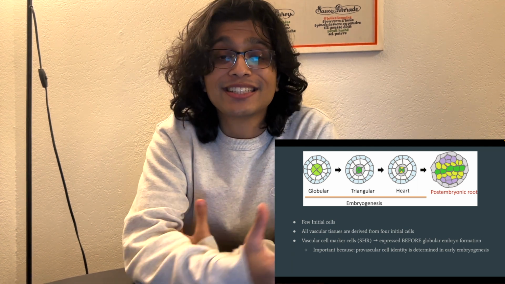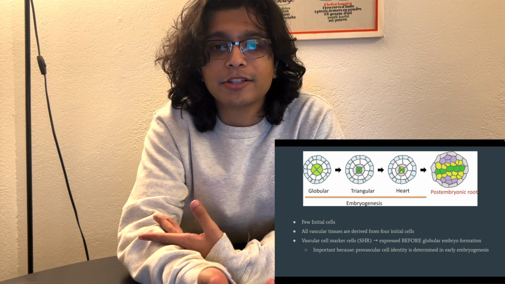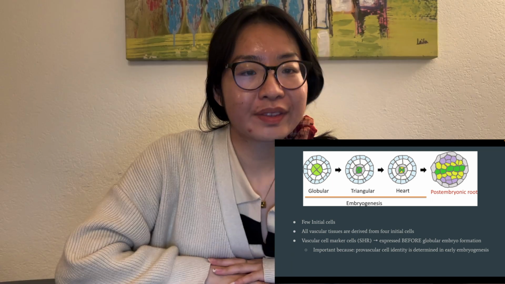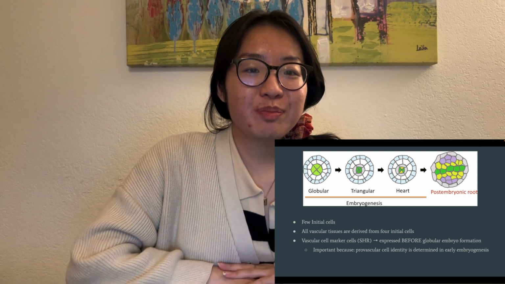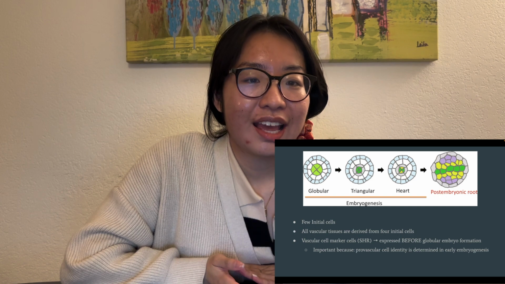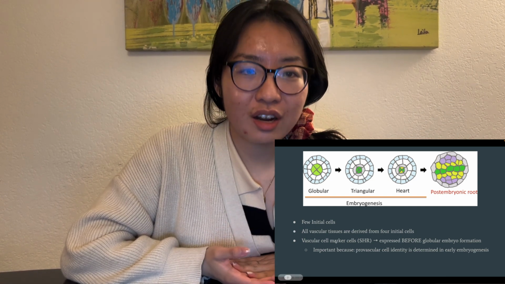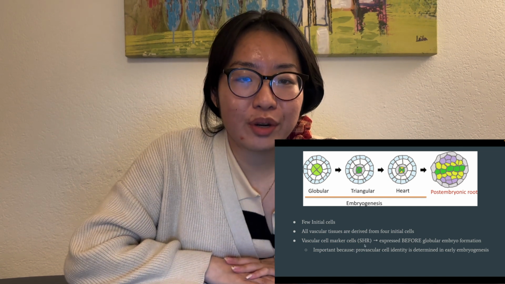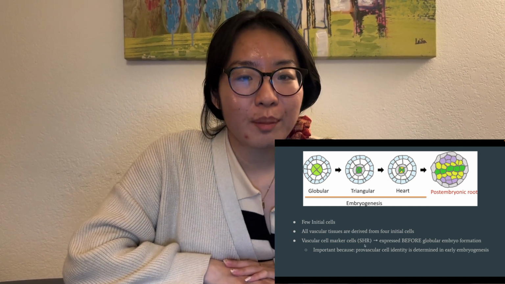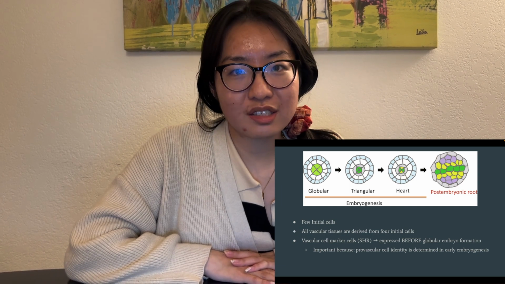I assume the provascular cell layer is located in the center of the embryo. So do these cells divide and differentiate during embryogenesis to give rise to provascular tissue? Exactly. And these precursor cells eventually make xylem and phloem. Something interesting is that vascular cell marker, which is called SHR, is expressed before globular embryo formation. Therefore, provascular cell identity is determined in early embryogenesis.